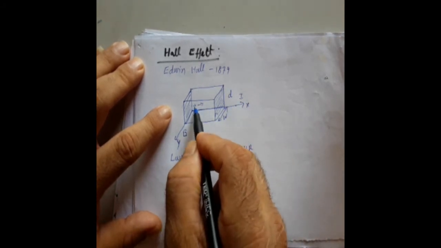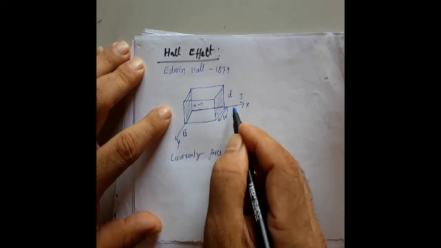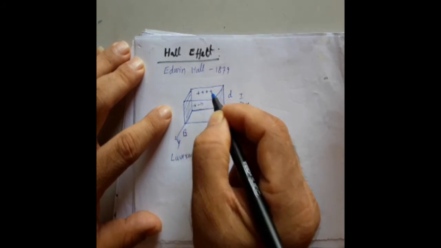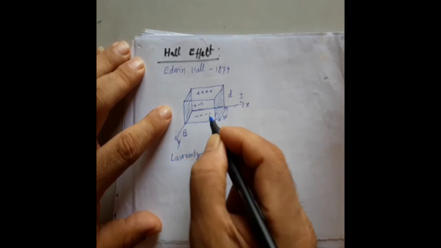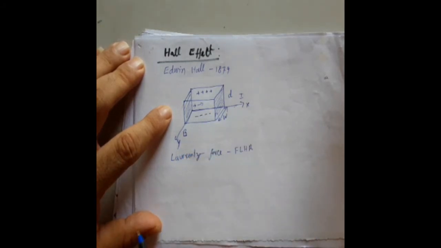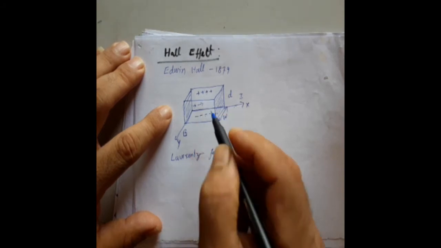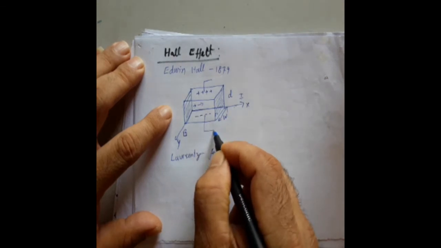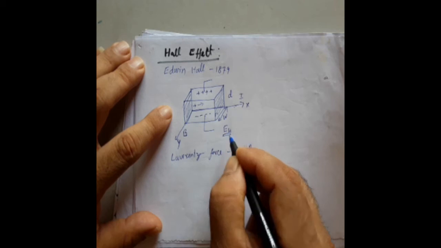will experience a mechanical force in the direction perpendicular to both the magnetic field and the current. Due to this, the positive charges accumulate on the upper surface, and naturally an equal number of negative charges accumulate on the opposite surface. Due to this accumulation of positive and negative charges on the perpendicular surfaces, a field is created between the two terminals, and that field is called the Hall field.